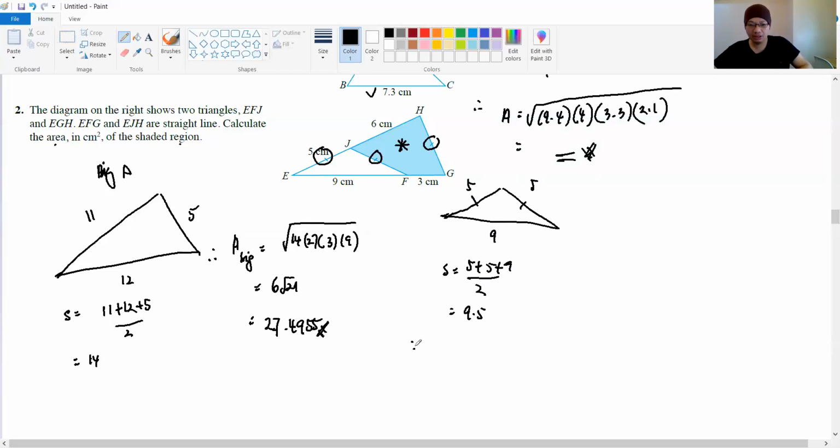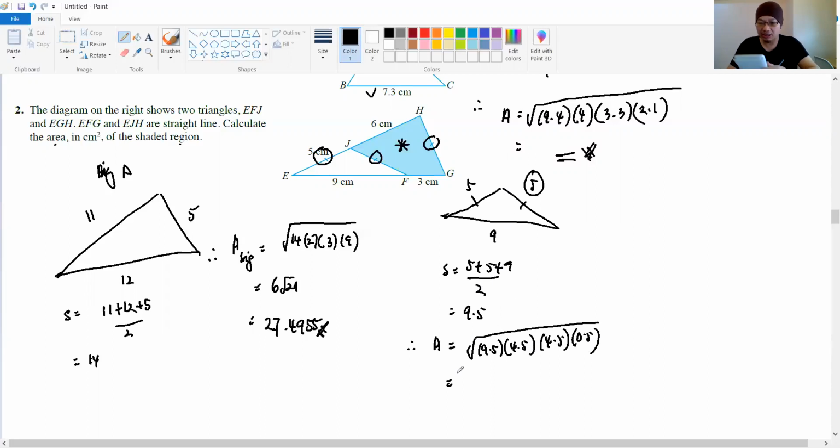So therefore, your area will be square root 9.5. Okay, 9.5 minus 5. It will be 4.5. And then 9.5 minus another 5 here. Another 4.5. 9.5 minus 9, it will be 0.5. So you compute, then how much the answer? So 9.5 times 4.5 times 4.5 times 0.5 square root, answer.